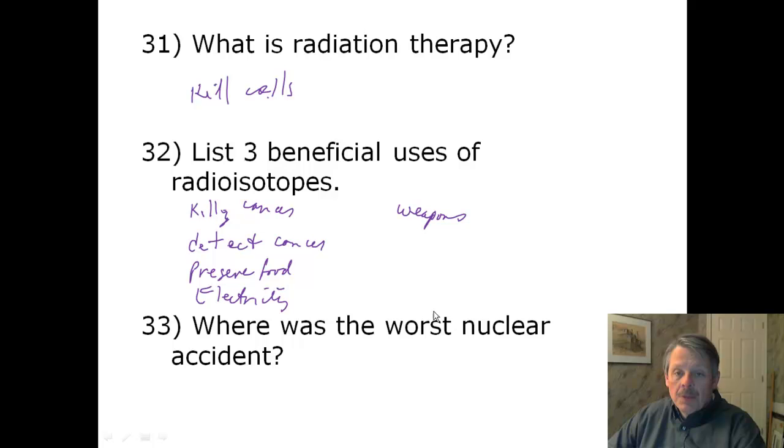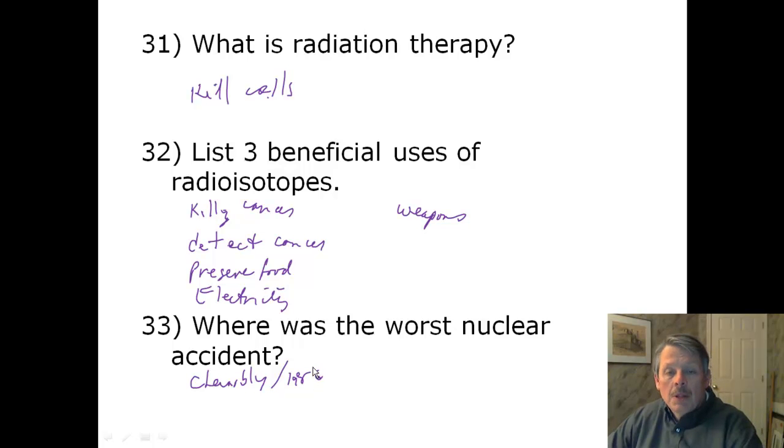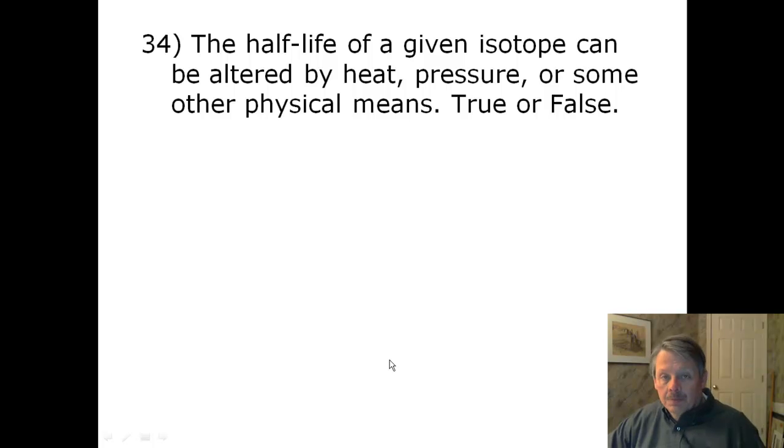Right? Where was the worst disaster? The worst nuclear accident? That was in Chernobyl. And that was in 1986, and that was in the Ukraine near Belarus. Now, there was also one at 3 Mile Island in the United States, but that didn't kill anybody, and there was also one in Japan back in 2011. That killed some people, but it was nowhere near as big as what happened in Chernobyl.